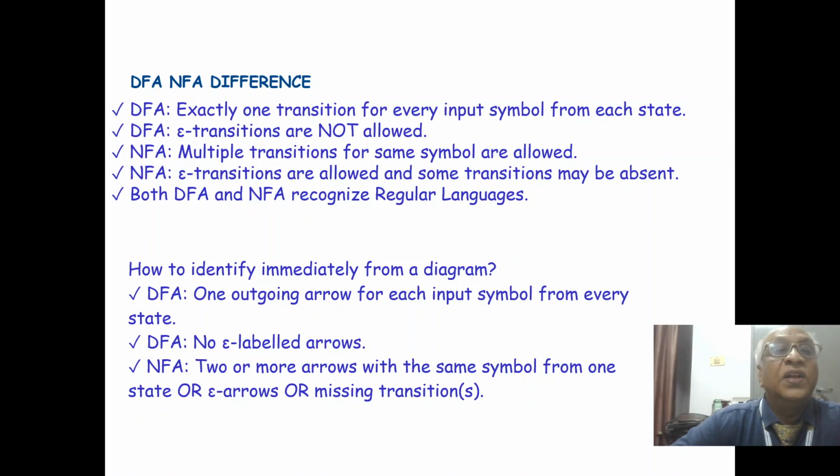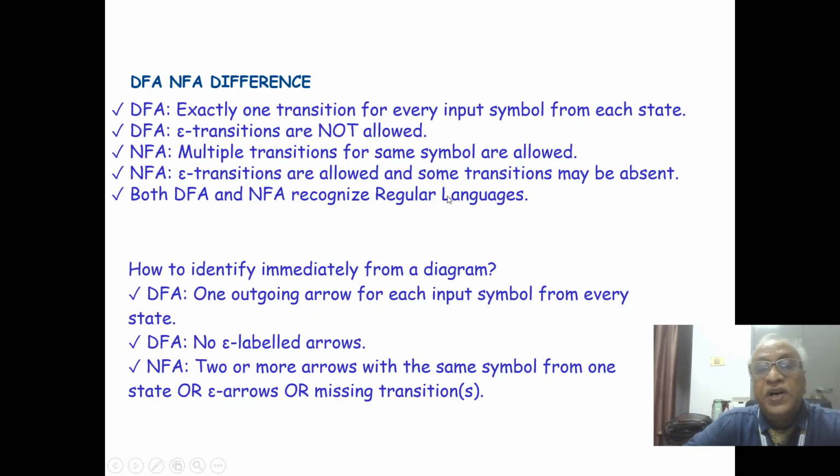Now, how do I differentiate between NFA and DFA? So look at the transition. There will be exactly one transition for every input symbol from each state. There are no epsilon transitions in DFA. In NFA, there can be multiple transitions for the same symbol. In NFA, there can be epsilon transitions. Both NFA and DFA recognize regular languages.